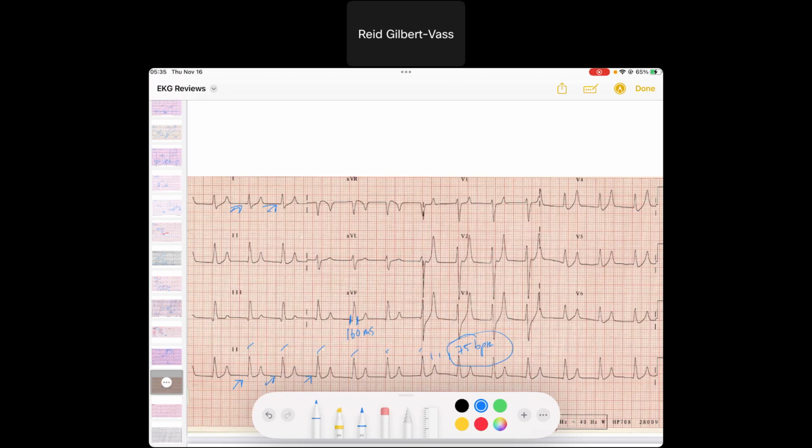It's not arising from the junction, because if it was a junctional rhythm, it would be narrow, at least more narrow. And so what we could say about this rhythm is that we call it an idiopathic accelerated ventricular rhythm. And so that's just accelerated ventricular rhythm.